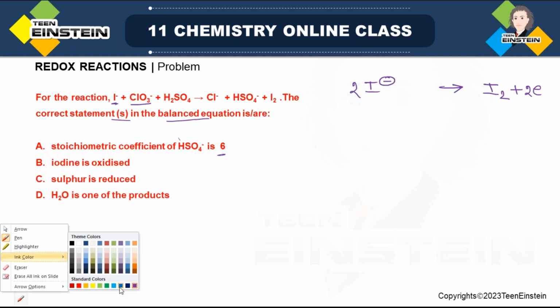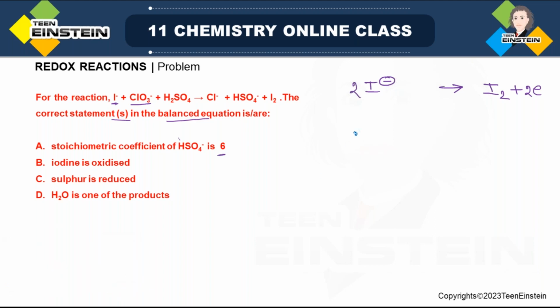Now the other equation is ClO3⁻, where chlorine has oxidation number +5. Basically, if one is oxidation, obviously the other one will be reduction. Chloride from +5 is converted to -1. So next we will balance the oxygen atoms. For the total oxygen atoms, it will be 3H2O. Now as it is acidic medium, I can balance hydrogen in terms of protons. 6H⁺ I have written.